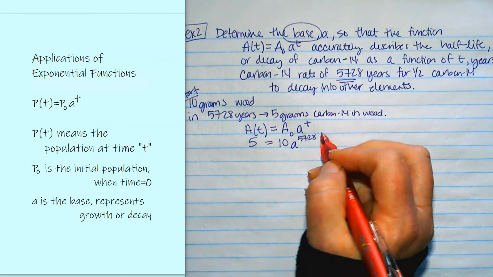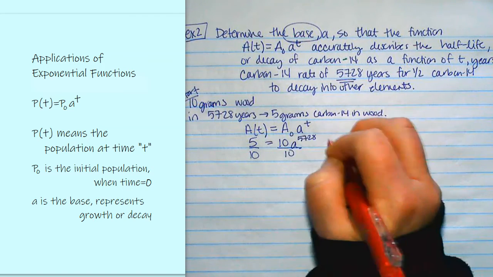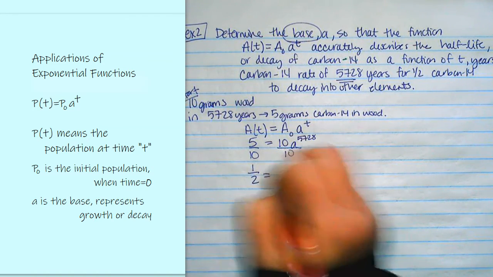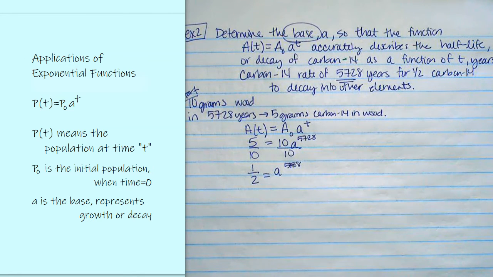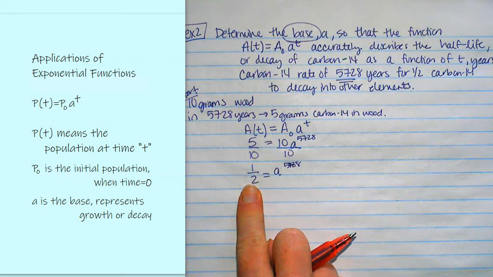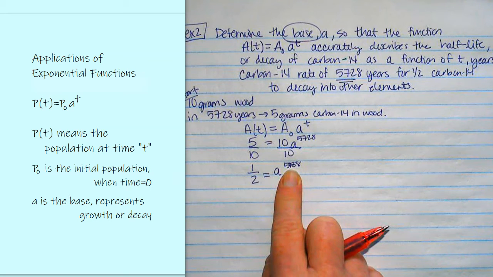So we solve this by getting A to the exponent by itself. We would divide by 10. And that takes us to 1/2 equals A to the 5,728. Now, this is something that neither you or I can do in our heads, but it does make sense. We're talking about half-life. So the amount is in half. We're trying to figure out what that base would be that you would multiply every year by that substance so that it reduces, and it reduces so slowly that it takes 5,728 years to do it.